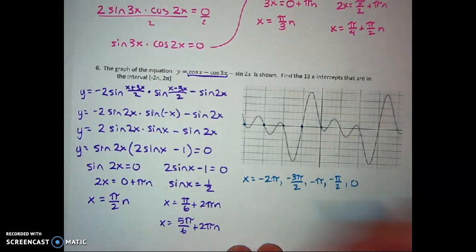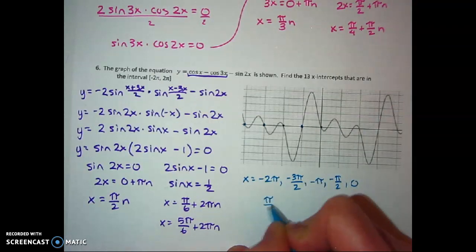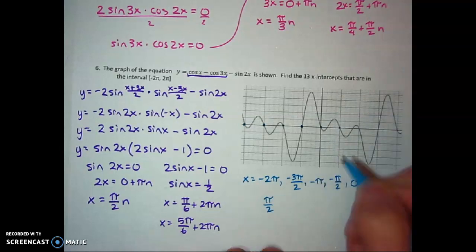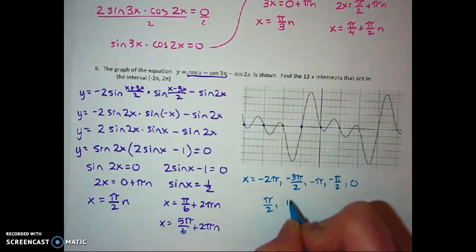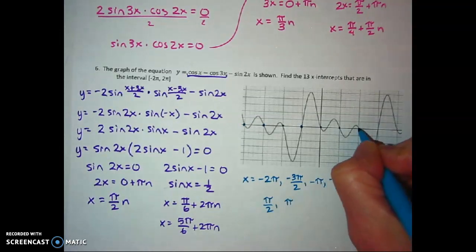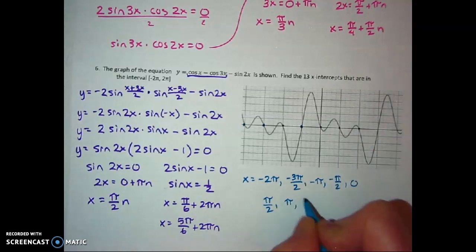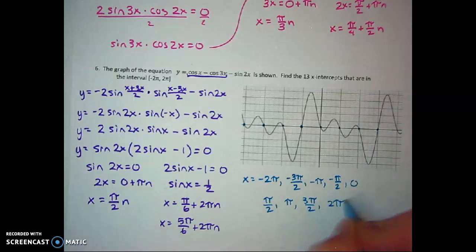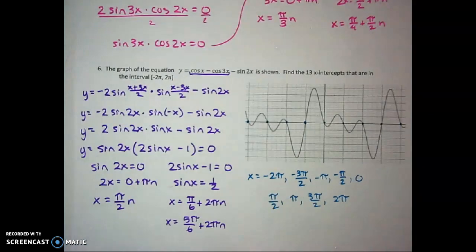When I multiply by 1, I get pi over 2. When I multiply by 2, I get pi. When I multiply by 3, I get 3 pi over 2. And when I multiply by 4, I get 2 pi. That takes care of the one set of solutions.